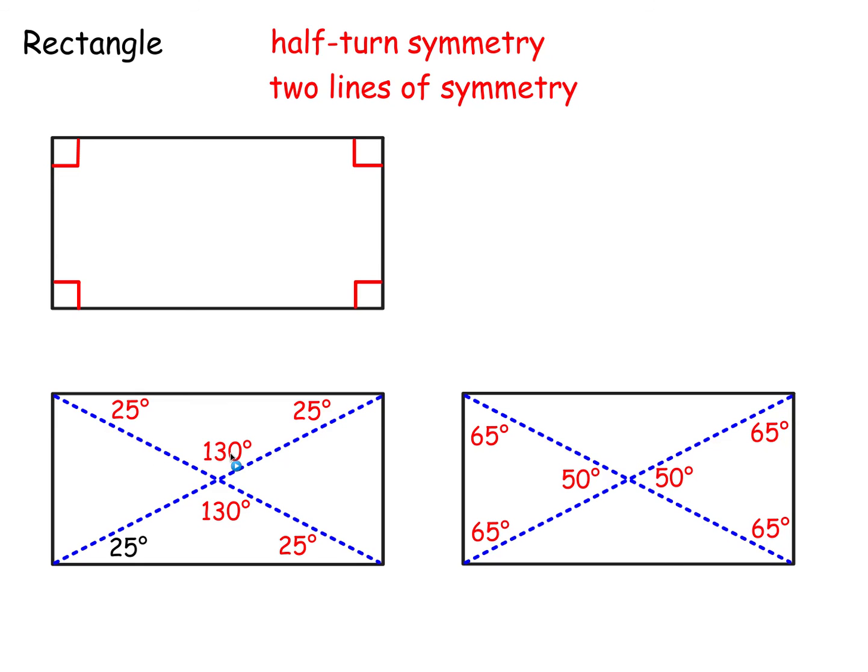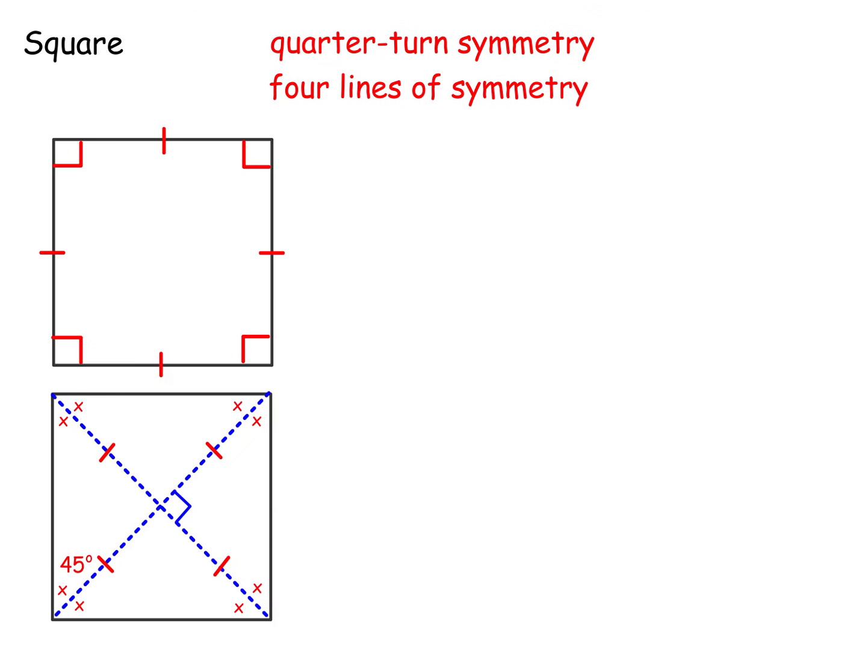There's this 130 and its supplement 50, and there's the 25 and its complement 65, and there are isosceles triangles here, identical left and right, so you can work out all these missing angles. So given one angle, you can work out all the other angles in the rectangle. And the square is just a rectangle where the sides are all equal.